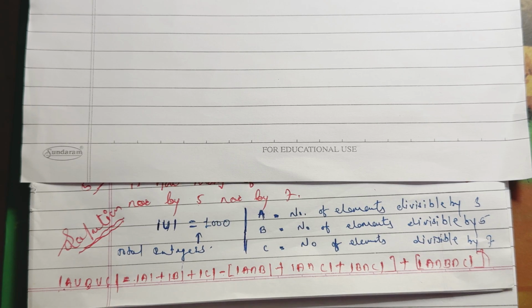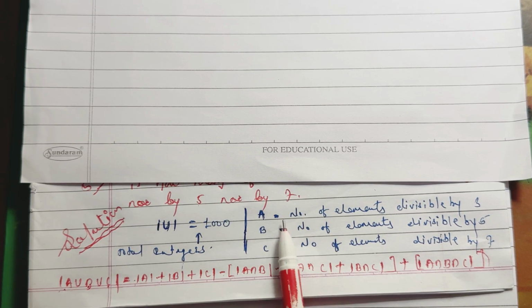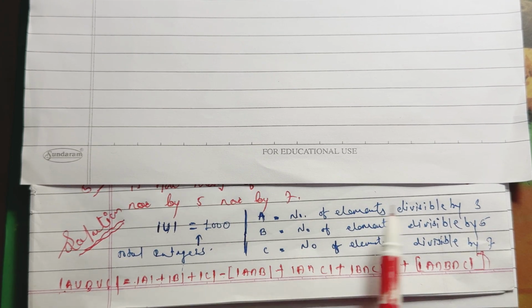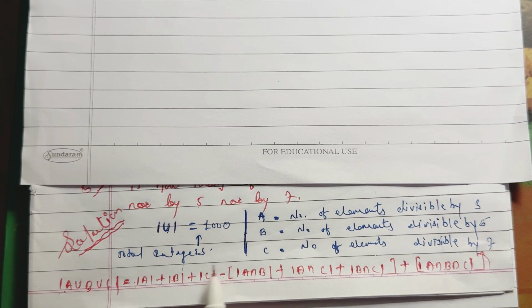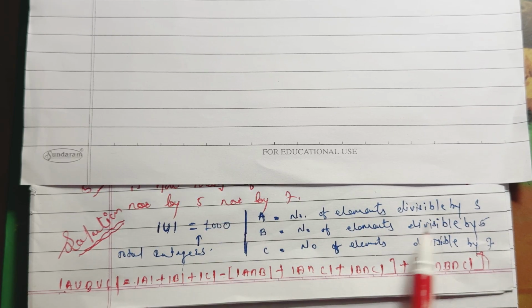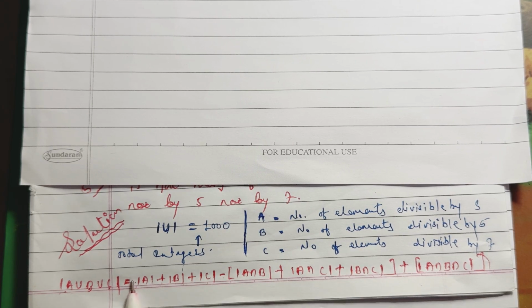Okay, we want the coordinate of A. What is the coordinate of A? Coordinate of A means the number of elements divisible by 3. That means 1000 divided by 3 is the coordinate of A. Again, coordinate of B is the number of elements divisible by 5, which means 1000 divided by 5, and coordinate of C means the number of elements divisible by 7, that means 1000 divided by 7. That is the coordinate of A, coordinate of B, and coordinate of C.